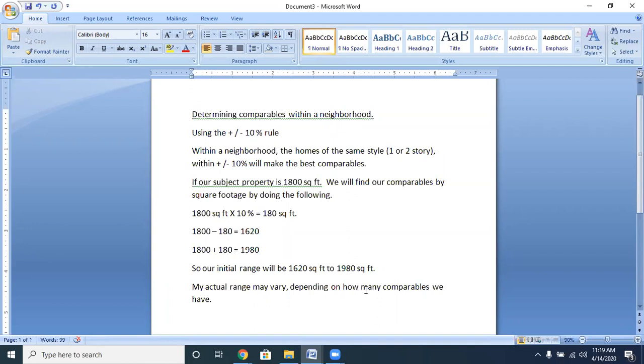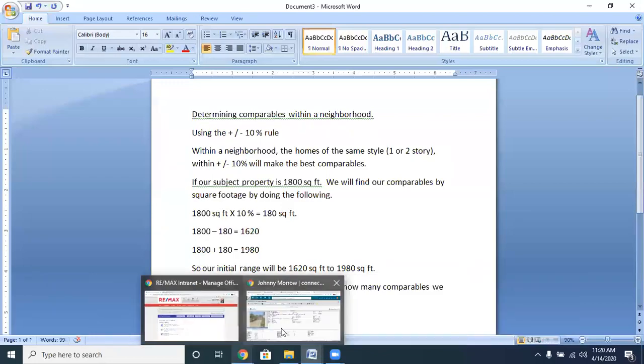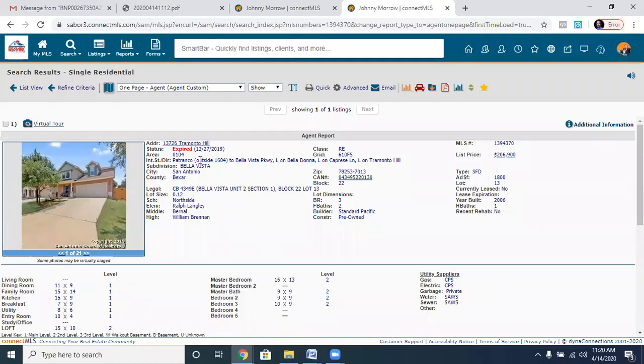Okay. So right now, just using this as an example, 1,800 square feet, our initial range is 1,620 to 1,980 square feet. And using the subject property Toronto Hill, I believe it was at 1,800 square feet. That's why I did this. This is what we're going to go off of. Right. So before we start going into comparables, let's go ahead and take a look at Toronto Hill. So this is Toronto Hill right here, 1,800 square feet.